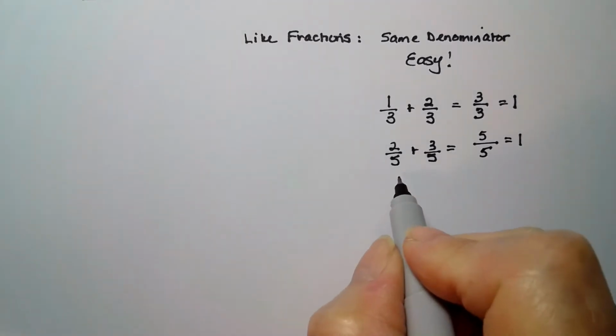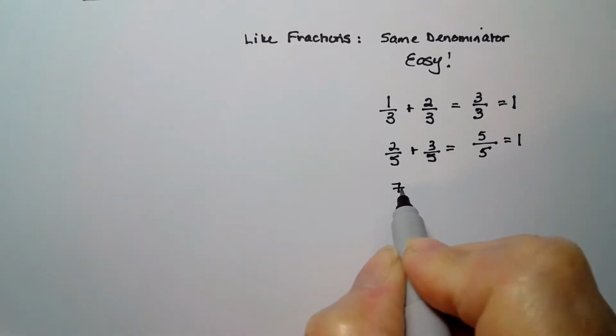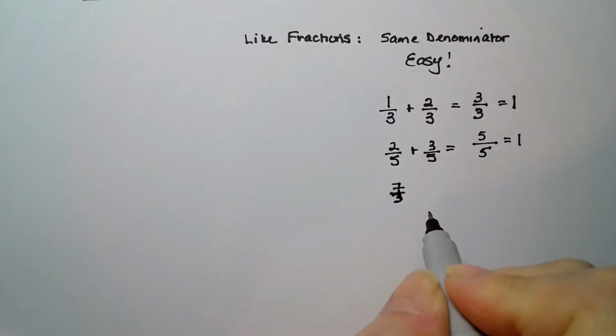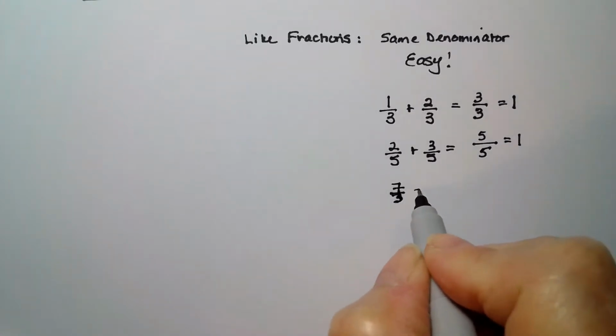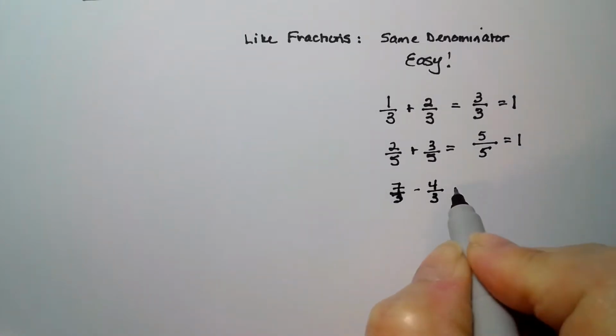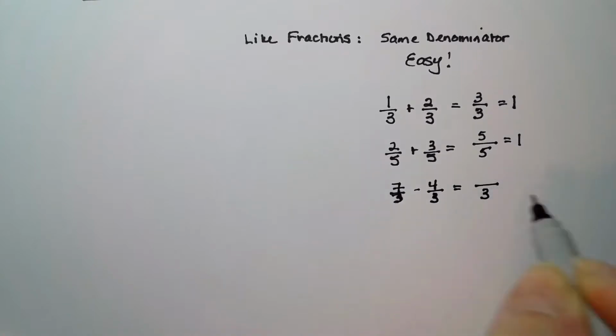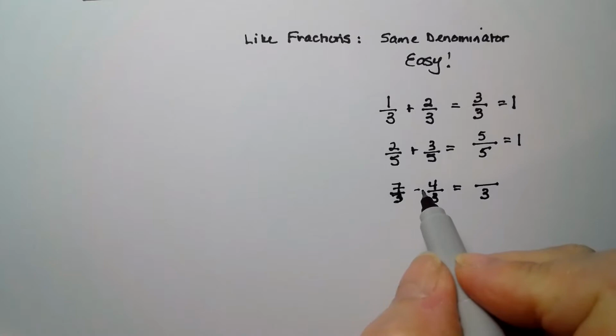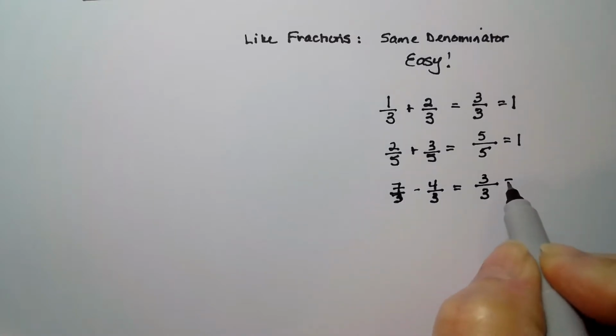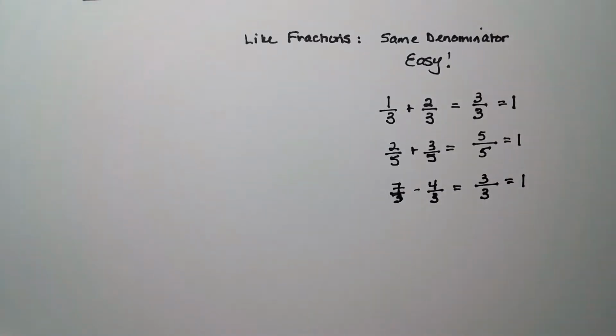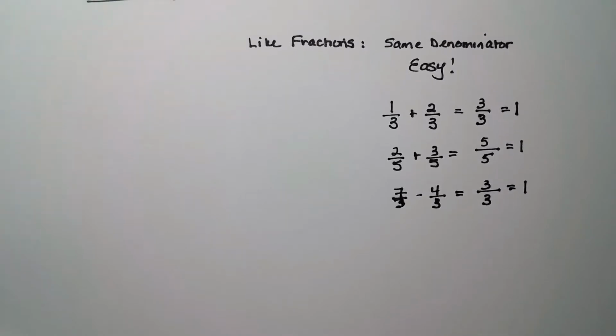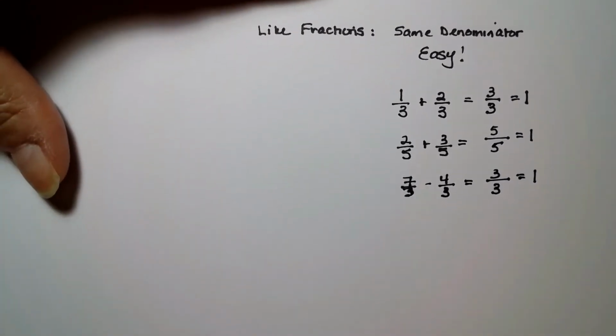Maybe you have something like 7/3 minus 4/3. Well, again, the denominators are the same, so we're going to have a denominator of 3, and 7 minus 4 is 3, so we get 1. Now, they don't all turn out to be 1. I'm just making stuff up, and it's working out that way.